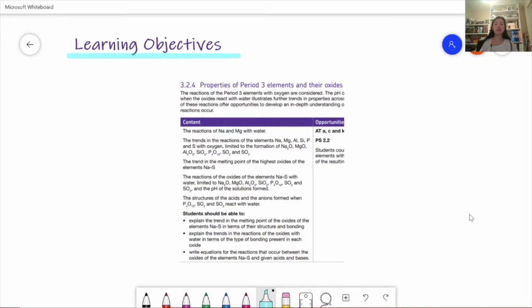So by the end we should be able to explain the trend in the melting point of the oxides of the elements sodium to sulfur in terms of their structure and bonding, to explain the trends in the reactions of the oxides with water in terms of the type of bonding present in each oxide, and write equations for the reactions that occur between the oxides of the elements sodium to sulfur and given acids and bases.